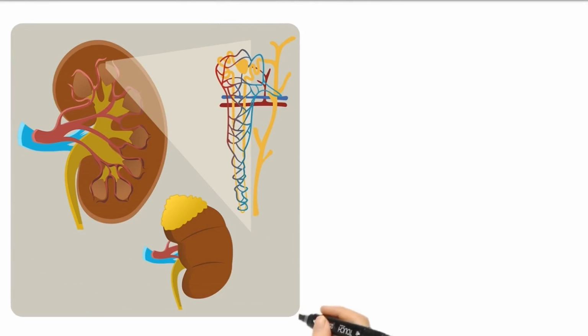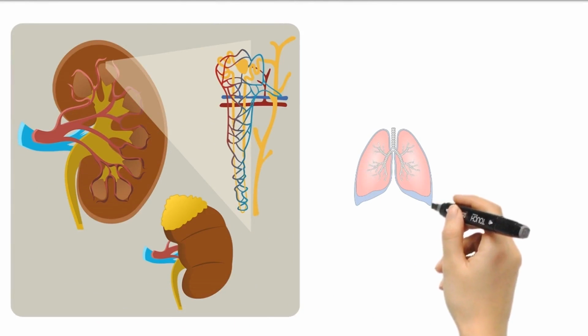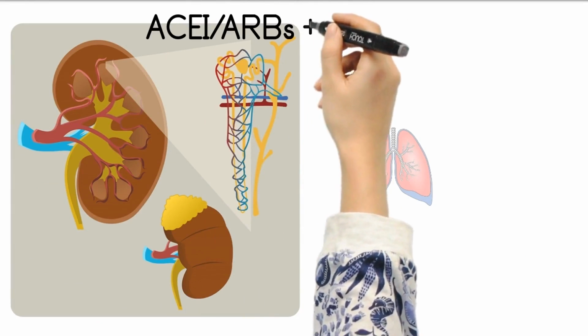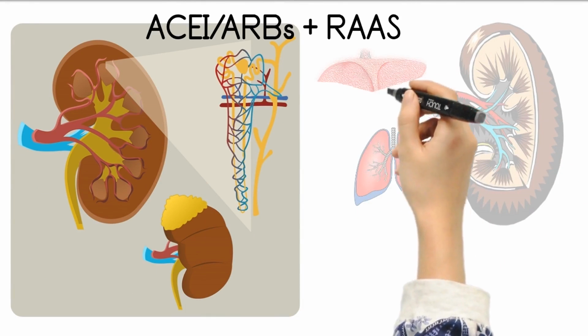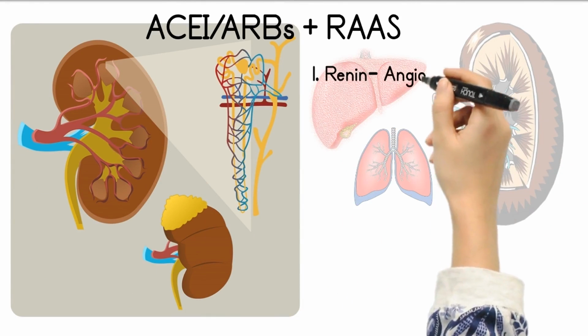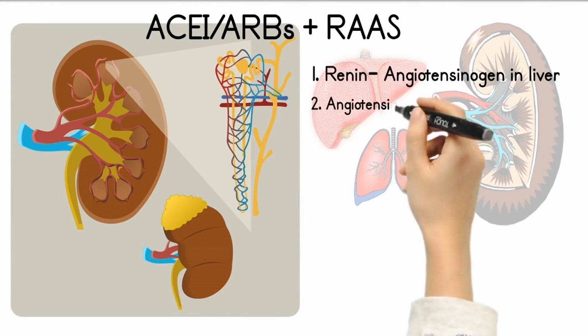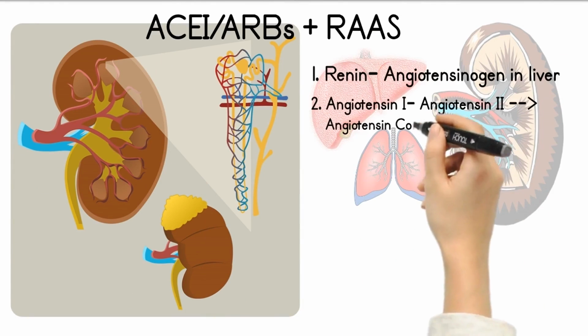ACE inhibitors, ARBs, and the RAAS system. Angiotensin-converting enzyme inhibitors and angiotensin receptor blockers both work on the renin-angiotensin-aldosterone system in the kidney to lower blood pressure and decrease fluid volume. Let's first discuss what happens in RAAS.